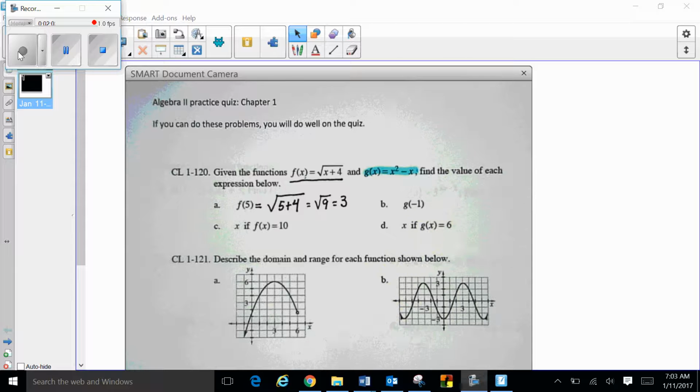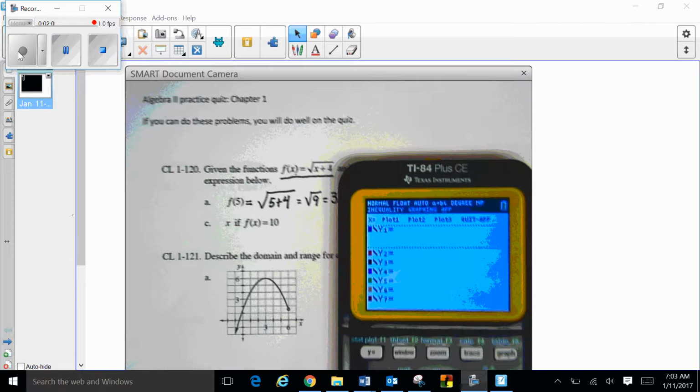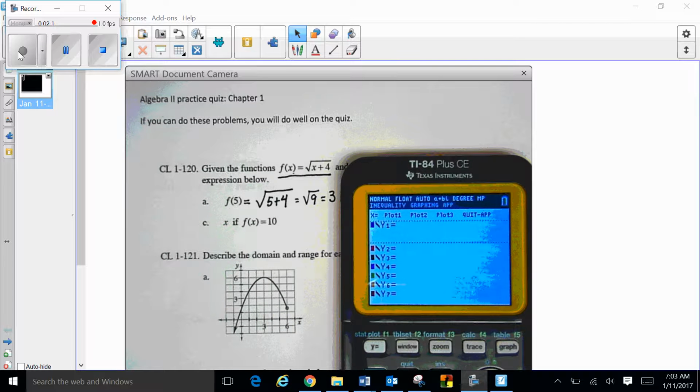Now, I wanted to show you a different way to do this. I did show you this one other time, but I want to do it again because I want to make sure that it's perfectly clear how to do it. Another way to do this is to go to the y equals in your calculator and to type that function in. So we don't type f of x, because f of x is the same as y and the calculator already has y equals there. All we're going to type is the square root of x plus 4.